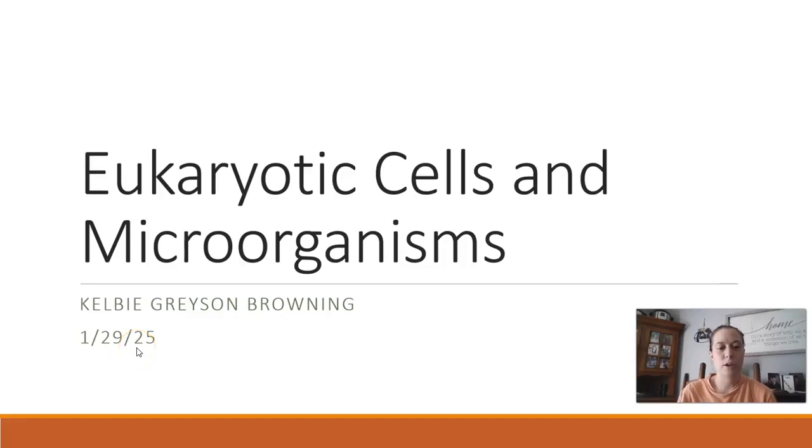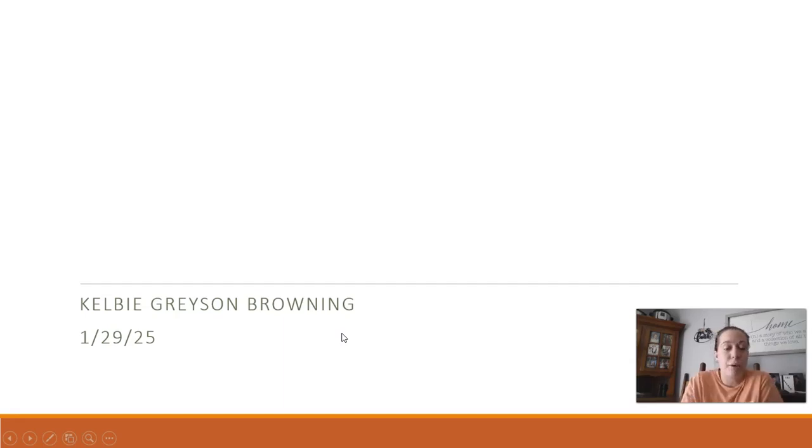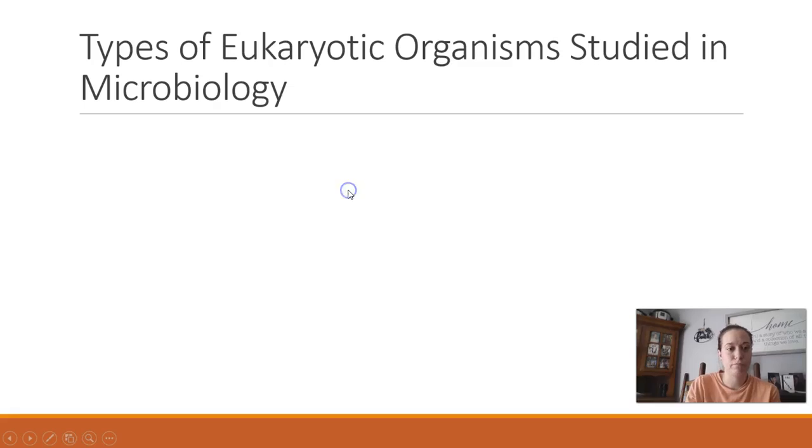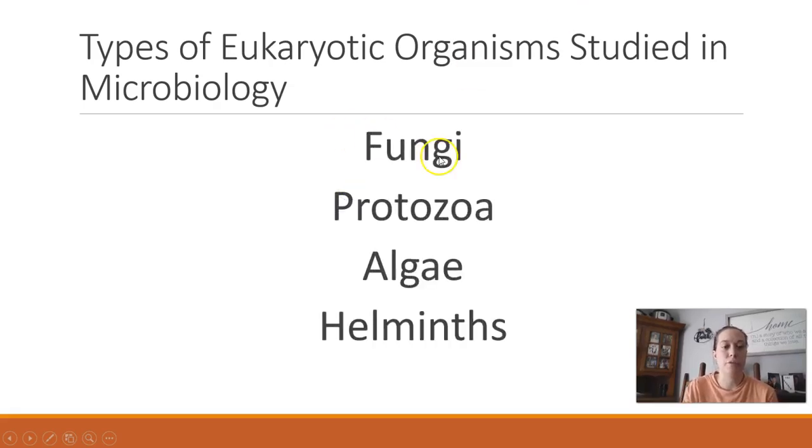Okay, so today we're going to be talking about eukaryotic cells and microorganisms. We know that eukaryotic cells have a nucleus. They have membrane-bound organelles, and they essentially make up all complex life forms. There are different types of eukaryotic organisms that we studied in chapter 5, and in microbiology, that's going to be your fungi, your protozoa, your algae, and your helminths.